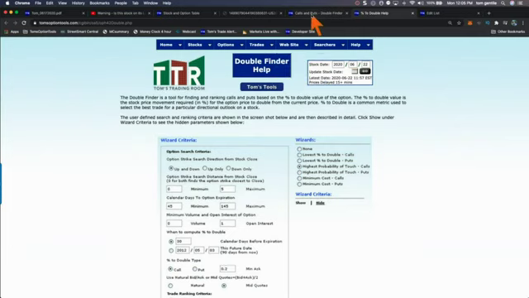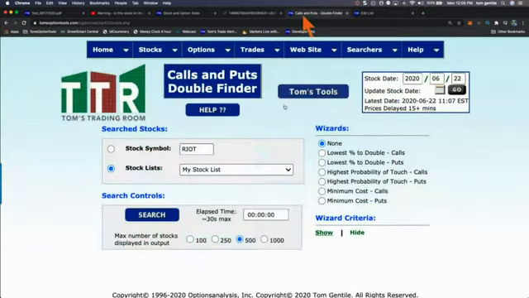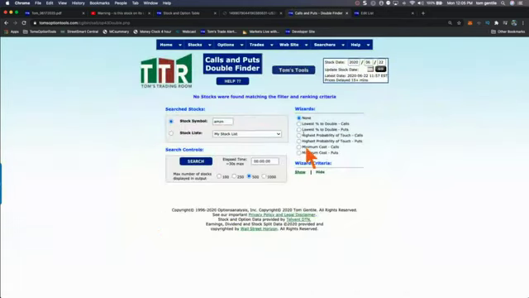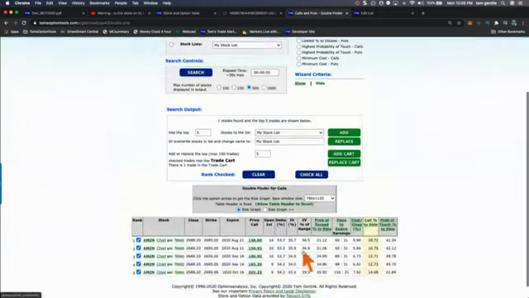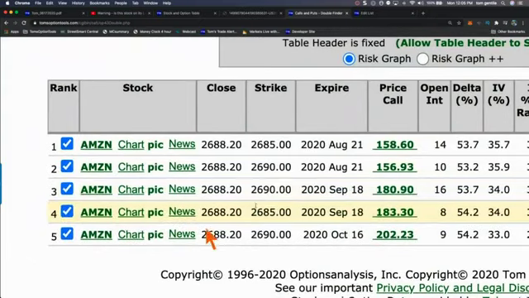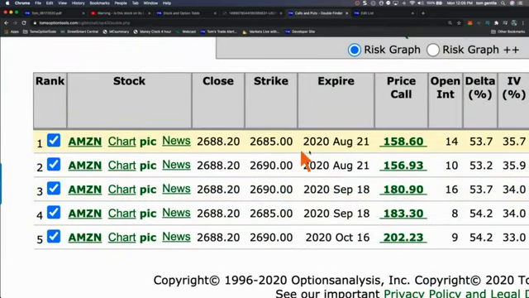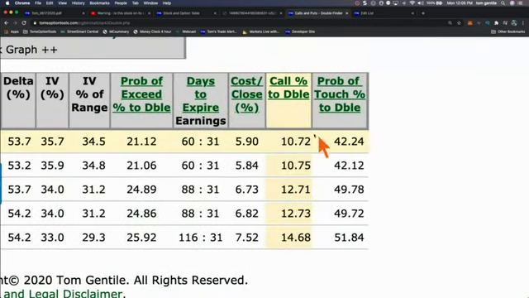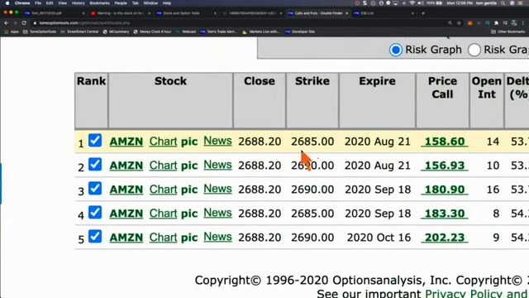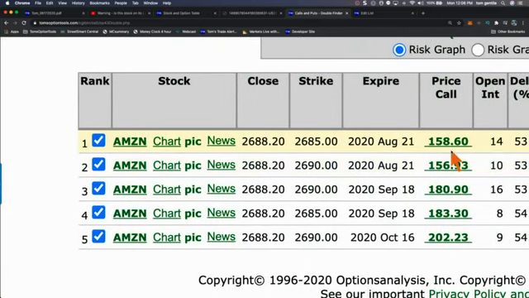I want to go backwards for a moment because I want to show you. I'm all set up, and I can go in here and say, all right, Amazon.com. Show me some trades at Amazon that offer the lowest percent to double. Right now, it shows me that if I were to buy the Amazon August 21st 2685 calls, by the way, they're trading for $158, I would need a 10.7% move in the stock to get a double on the option.